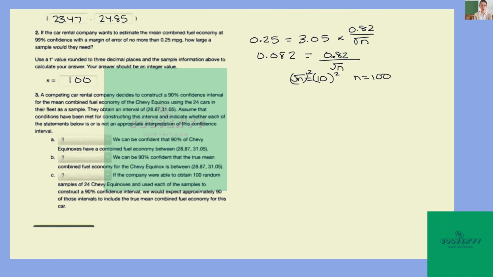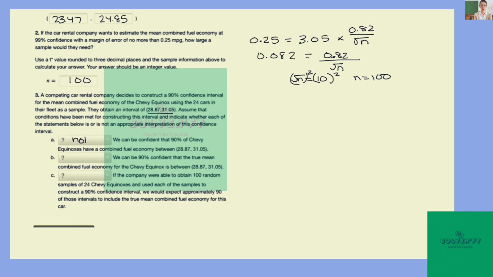Then it says a competing car rental company decides to construct a 90% confidence interval for the mean combined fuel economy of the Chevy Equinox using 24 cars in their fleet sample. They obtain an interval, and it gives the interval right here. Assume that the conditions have been met for constructing this interval and indicate whether each of the statements below is or is not an appropriate interpretation of this confidence interval. We can be 90% confident that the Chevy Equinox have a combined fuel economy.